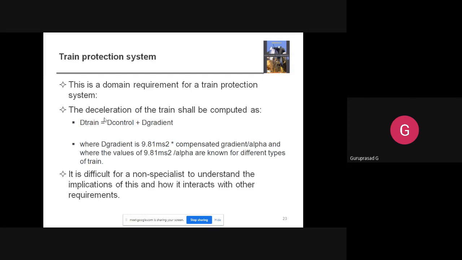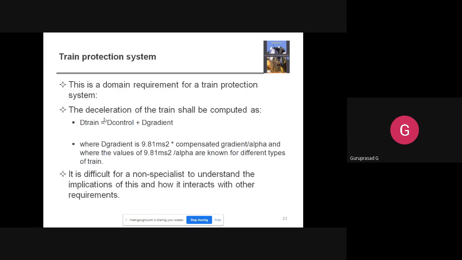The deceleration of the train shall be computed as d train equals d control plus d gradient. So this is one requirement. We may not be able to understand it because we are not dealing with this, correct? That's what he has mentioned. A non-specialist may not understand this formula. So that is one small domain requirement for a train protection system.